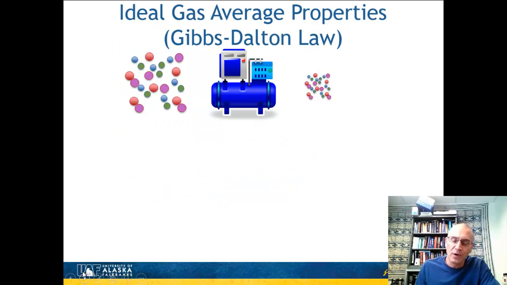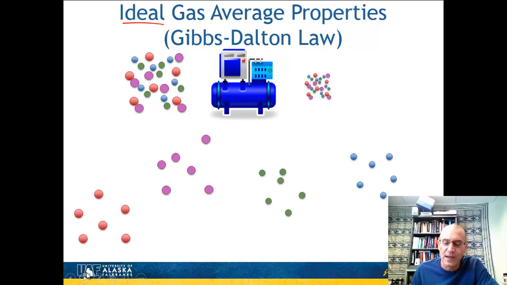Now I want to talk about some things I can do if I've got an ideal gas. So far we haven't been talking about whether they're ideal or non-ideal. The idea of this is what's known as the Gibbs-Dalton law. The Gibbs-Dalton law is an extension of Dalton's law, which said particles are going to act like they are alone at their own pressure, and so I would be kind of breaking each one by itself.